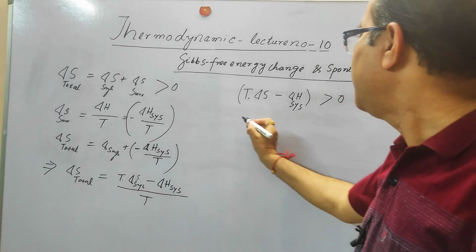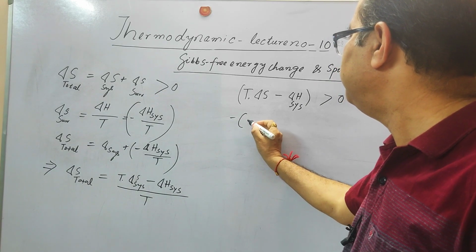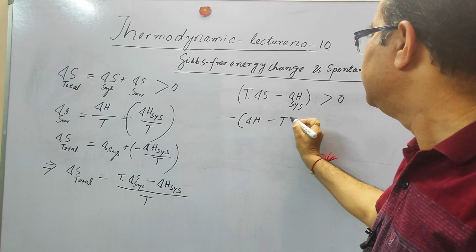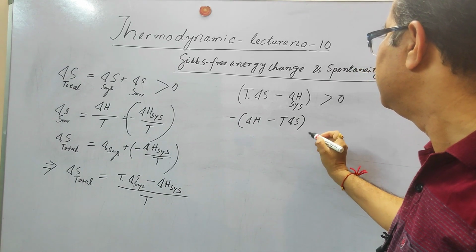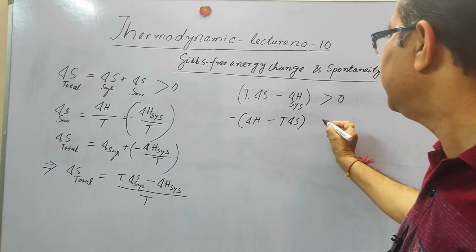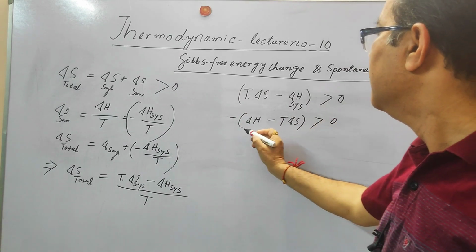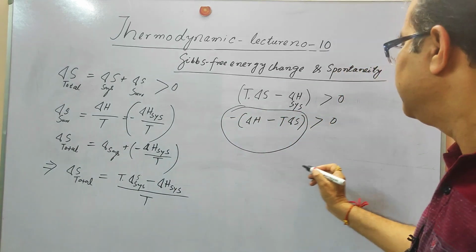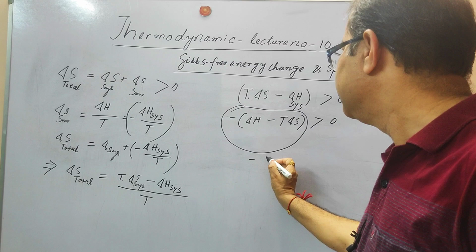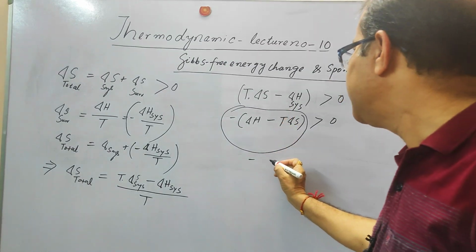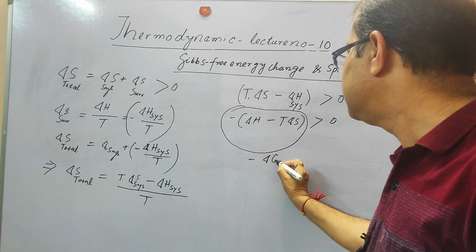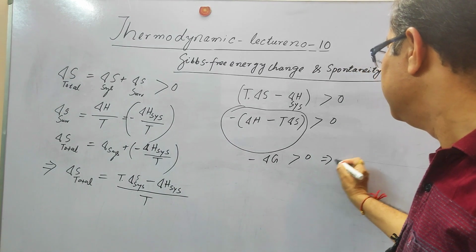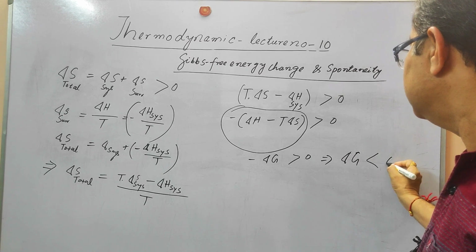Okay. Now we can write delta H minus T into delta S. We take the minus common with the bracket, and that will be greater than 0. Now we know this is basically the Gibbs free energy change, delta G, and if the total entropy change is greater than 0, it means delta G will be less than 0.